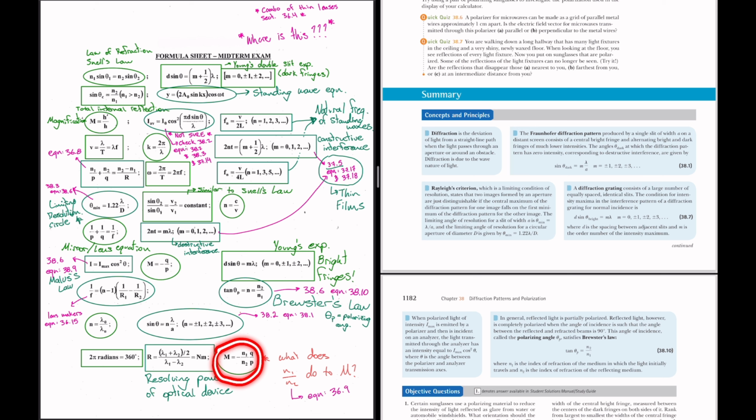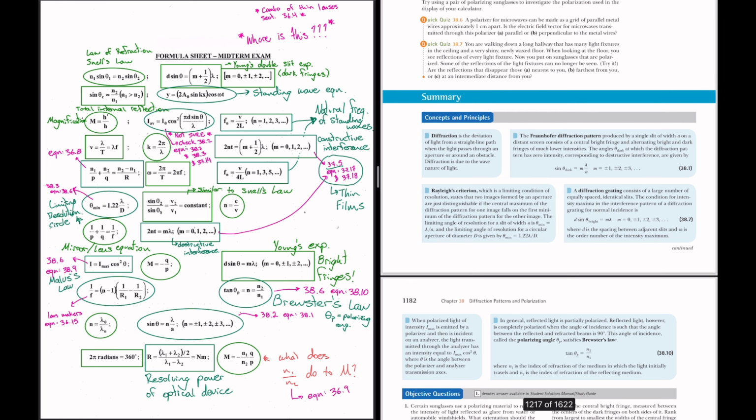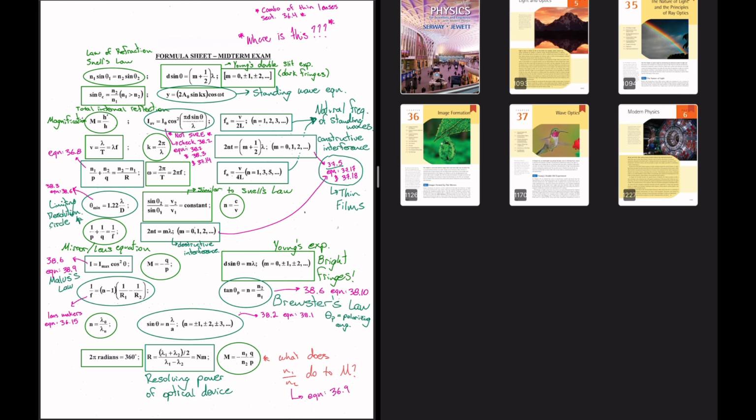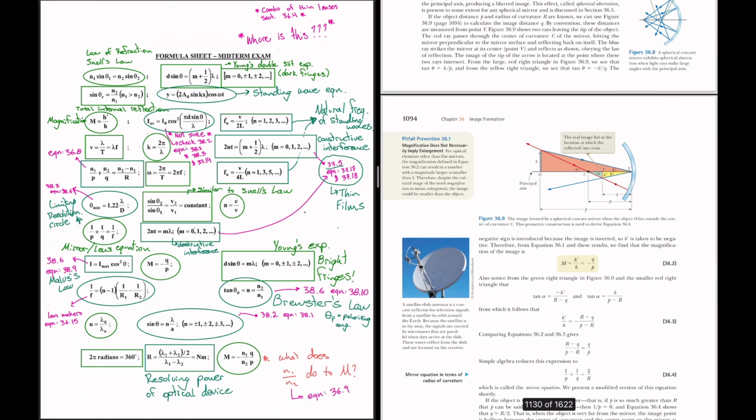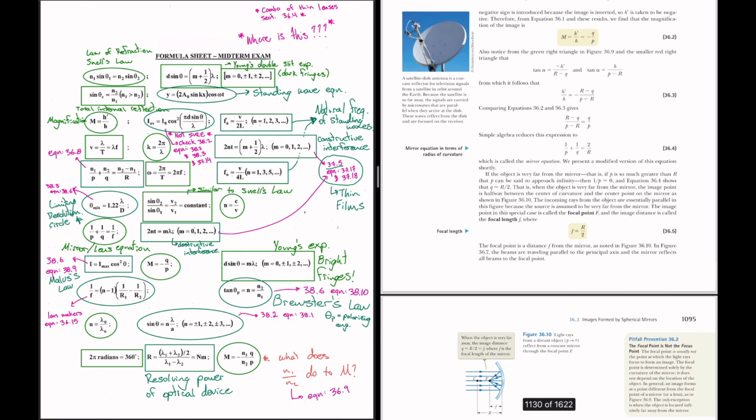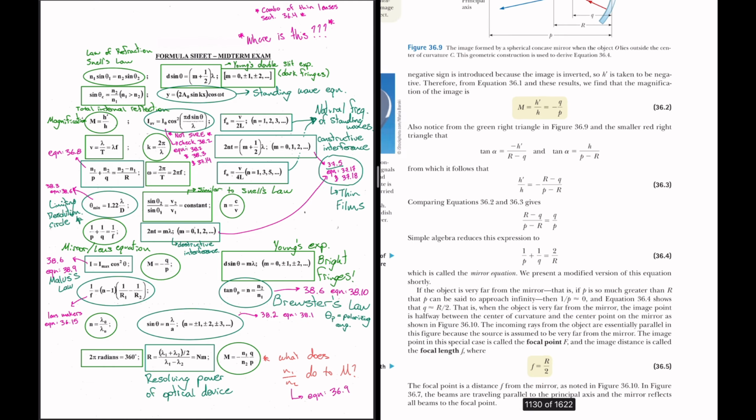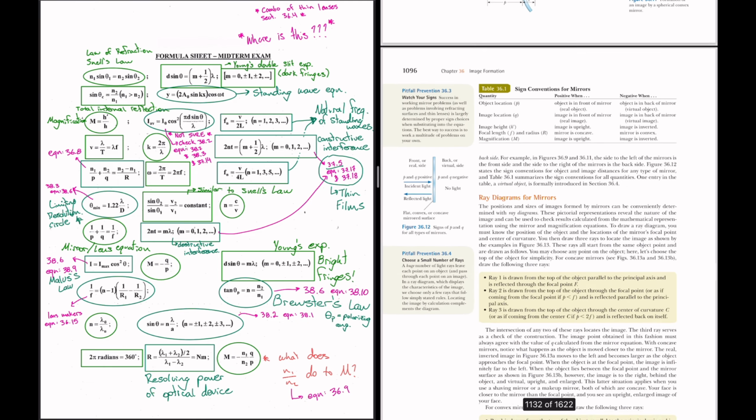It is this magnification equation. So if you remember the magnification equation here, we can relate it to image height, object height. We can also relate it to image position, object position, and we also have this n1 over n2. And I wrote, what does n1 over n2 do to m? And I wrote here 36.9. So I actually was able to find something that explained this to me. 36.9 is, so over here is actually the first time they introduce 36.2, the magnification equation.